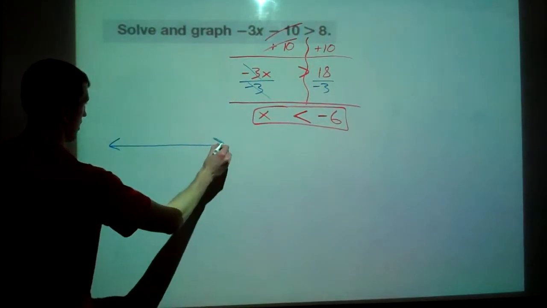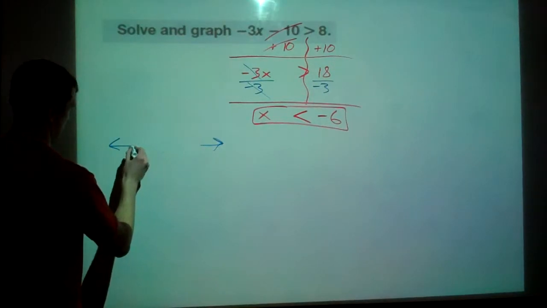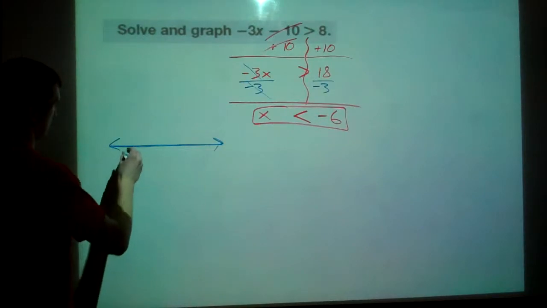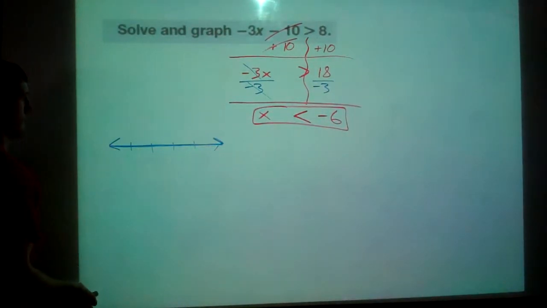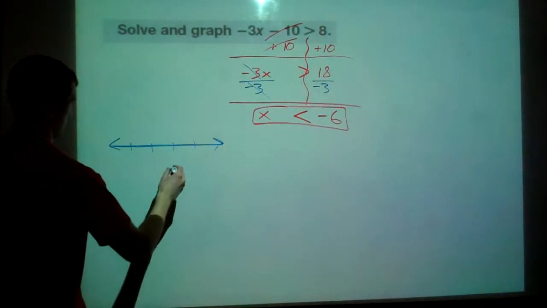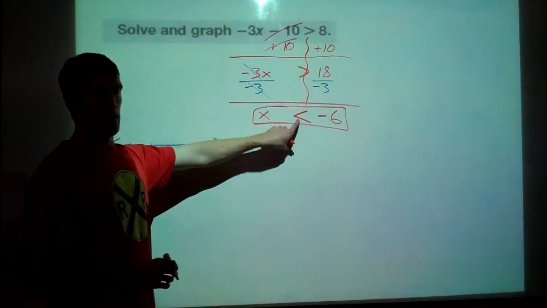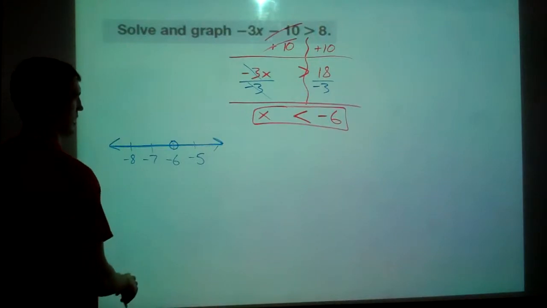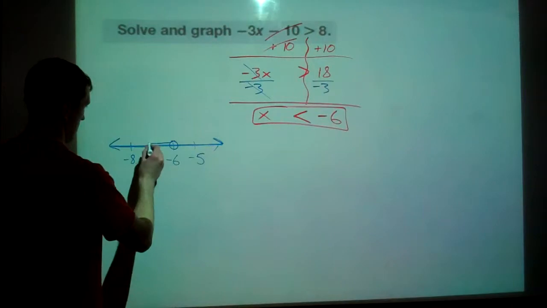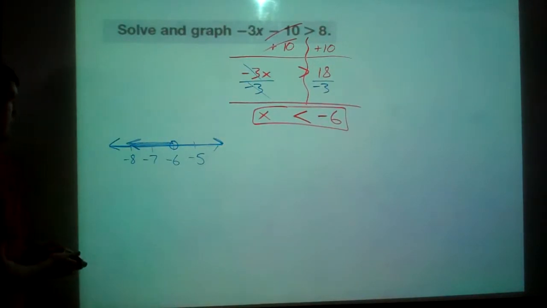Number line. A little too close for me. Dealing with negatives, so let's do this. -6, and we want everything less than. Alright, there is no line underneath our inequality symbol, so we're going to have an open circle at -6. Open, not closed. And it says x is less than -6. So it's going to be everything back that way. Okay? So a line with the arrow pointing to the left, everything less than -6.